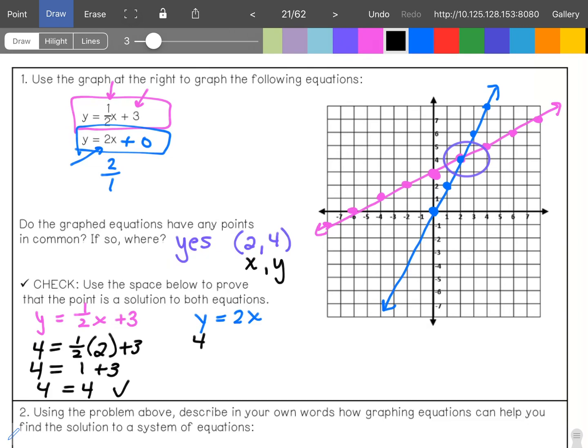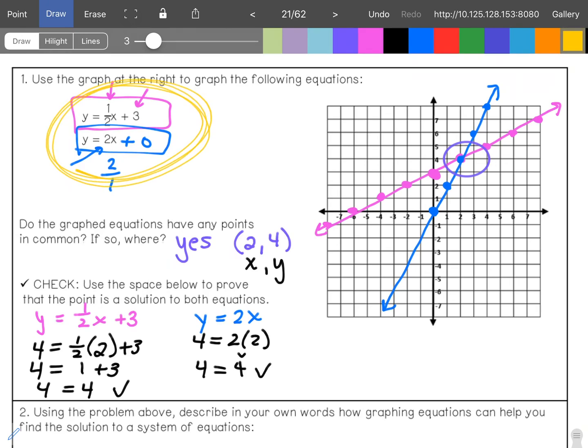So our y value we think is 4. Our x value we think is 2. 2 times 2 is 4, so both sides match up, and so therefore we know that that is the correct solution to the system. Remember, this is the system of equations. It's two or more equations. The solution is the 2, 4.